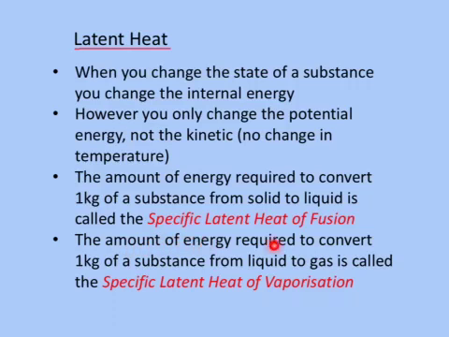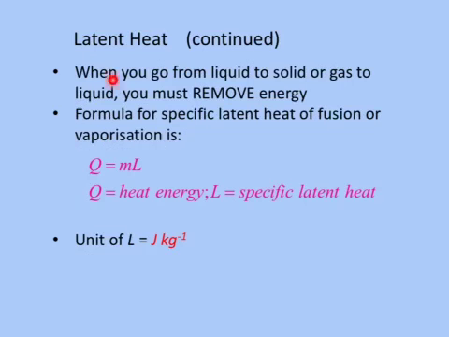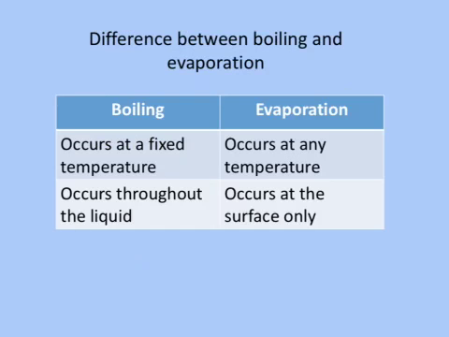The amount of energy required to convert 1 kg of a substance from liquid to gas is called specific, meaning 1 kg, latent heat of vaporization. When you go from liquid to solid or gas to liquid, you must remove energy. The formula for specific latent heat of fusion or vaporization is Q = mL. Q is heat energy, m is mass, and L is specific latent heat. The unit of L is joule per kg.